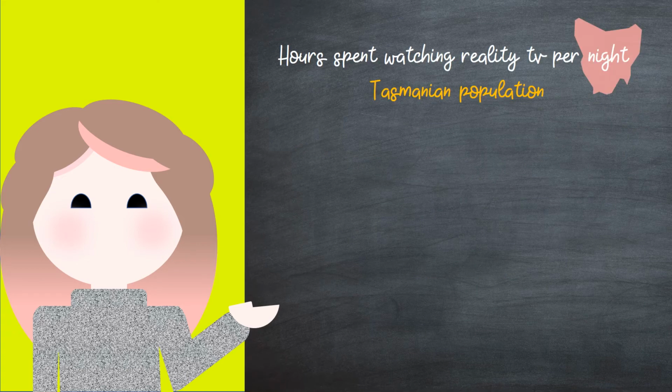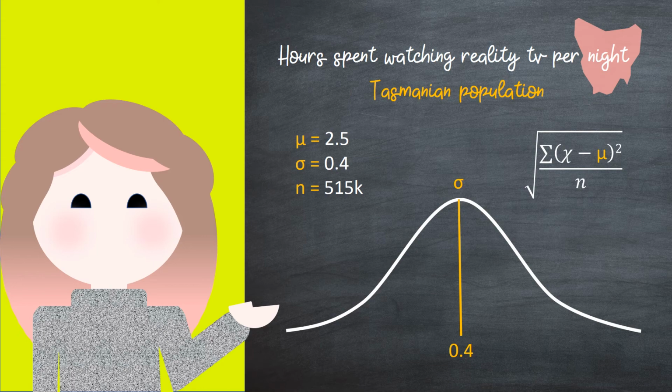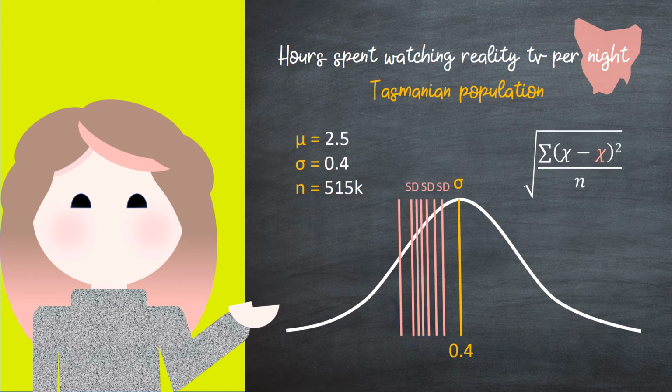So if we had data for all 515,000 Tasmanians on their hours spent watching reality TV, we would know our population mean and standard deviation, which in this case we will call 0.4 hours. But if we were to take lots of little samples, for example, the students in one class, your sports team or your family, we would find that by using n in our calculations, we would get lots of underestimated values for the standard deviation. The smaller our sample, the more our standard deviation will be likely to underestimate compared to the population SD. With larger samples, we get closer, but still underestimate.